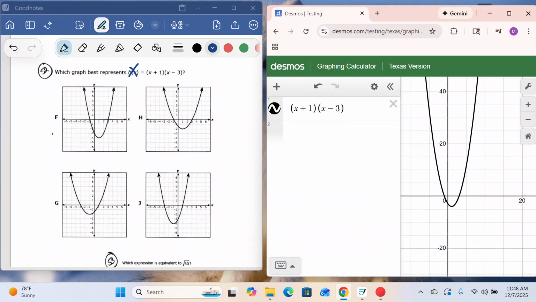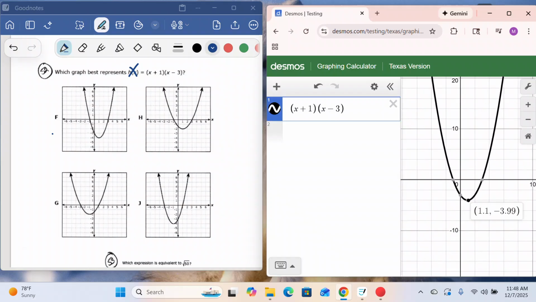So all I'm going to do is look at my vertex. My vertex is (1, -4). My axis of symmetry, if I look at the vertex, it's (1, -4), so it is in the fourth quadrant. Automatically, this one is out. I look at this one is here, this one is here, this one is out. So that gives me a 50-50 chance to get it right.